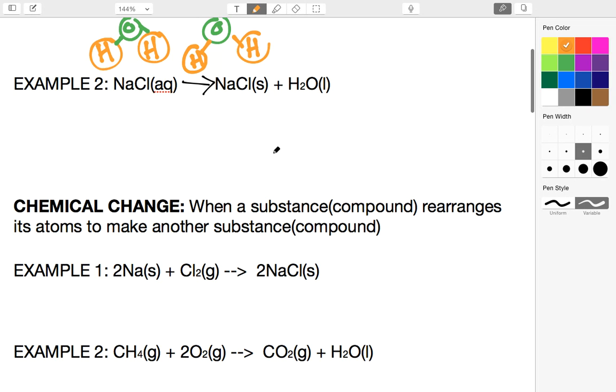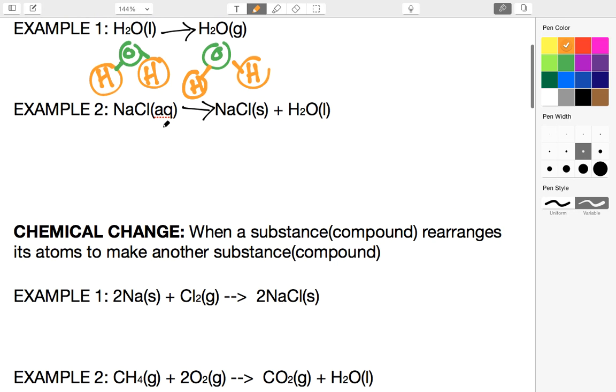A second example is something that's aqueous. You might notice that I start with one reactant and I end up with two products. So you might think, oh, this must be a chemical change. But remember that aqueous stands for in water. Aqueous equals in water. So that means this NaCl, the sodium chloride, is mixed with water. And in my product side, I have solid NaCl and liquid water. So it's kind of the same thing that's going on. It's just written a little bit differently.